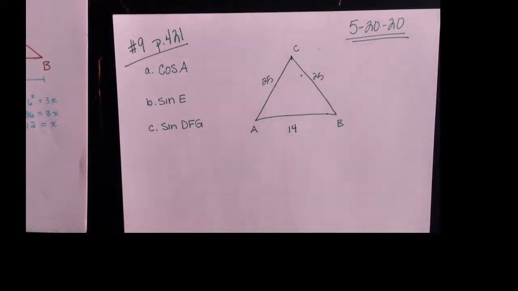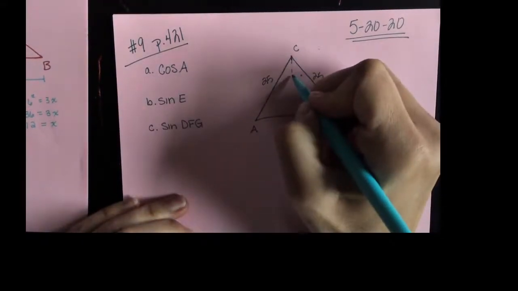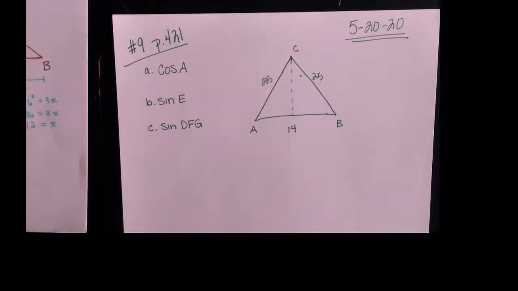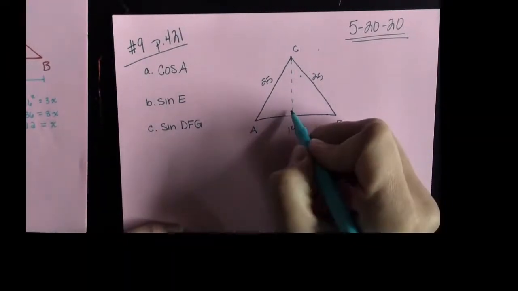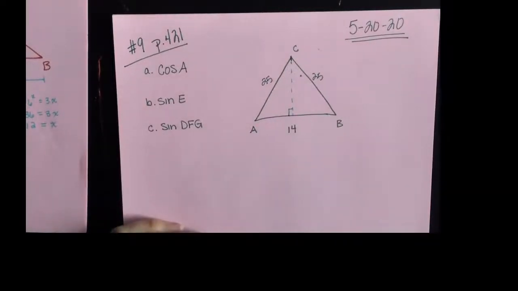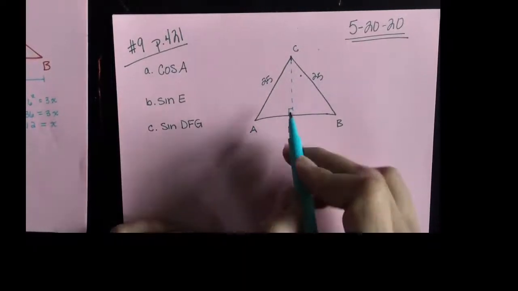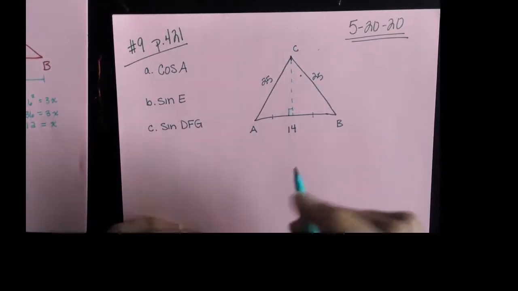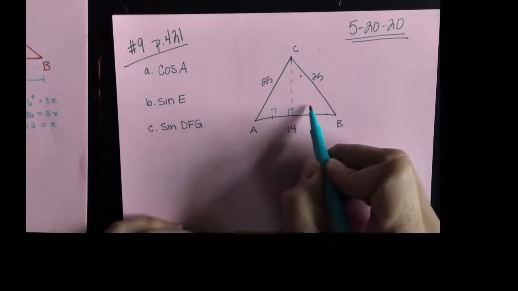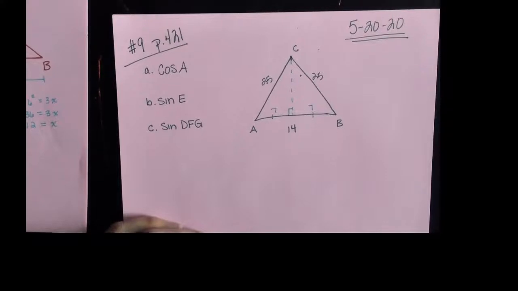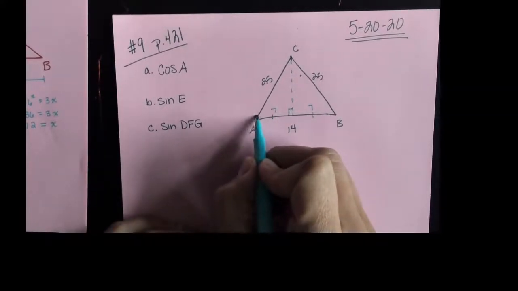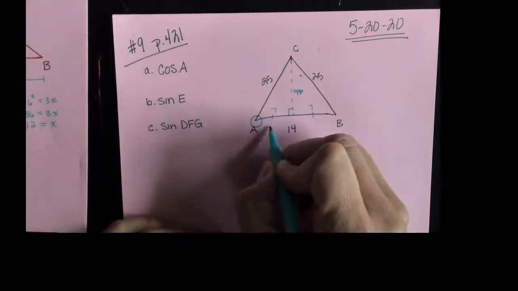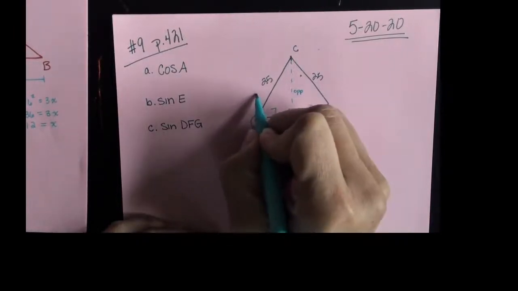What we have to remember is that we can put an altitude down the middle of this. And in an isosceles triangle, with that altitude, it's also going to become a perpendicular bisector. So what we end up with is 7 and 7 across the bottom. When we look at angle A, we have our opposite, adjacent, and hypotenuse.